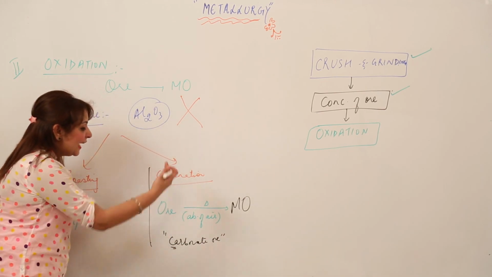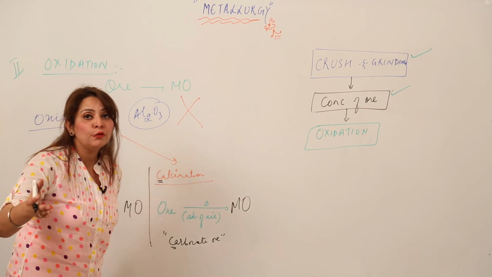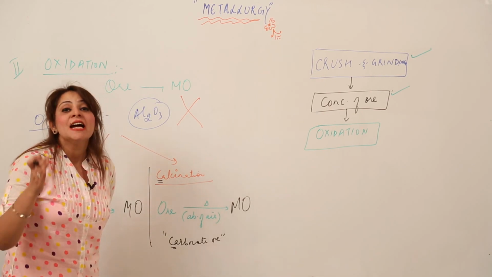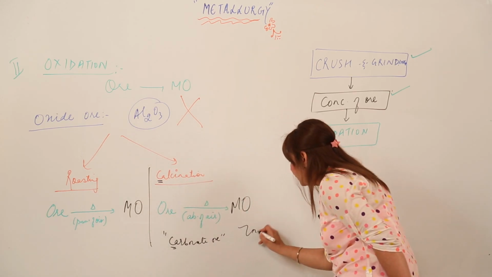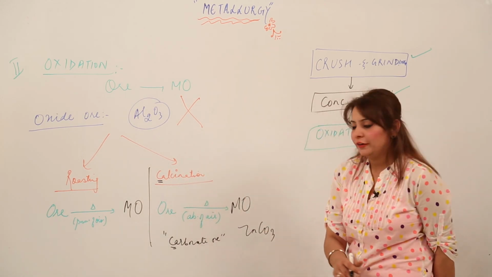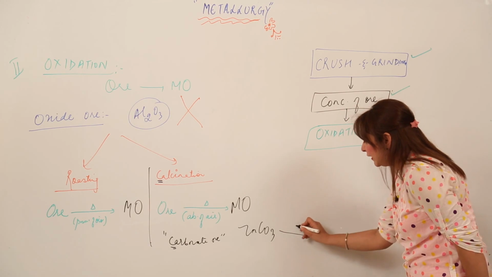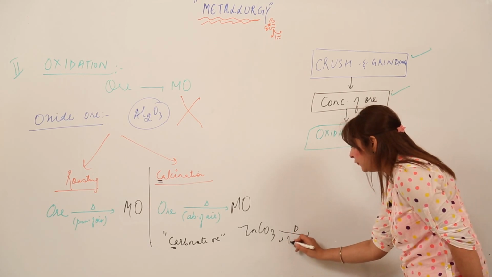So that means calcination is done for which kind of ores? Obviously it is done for the carbonate ores. Like I'll state an example. Suppose I have a calamine ore, which is a zinc ore, right. So what I'm doing, I'm just heating it in absence of air.